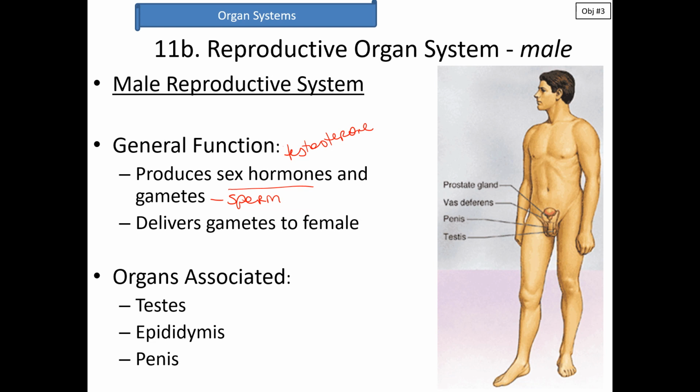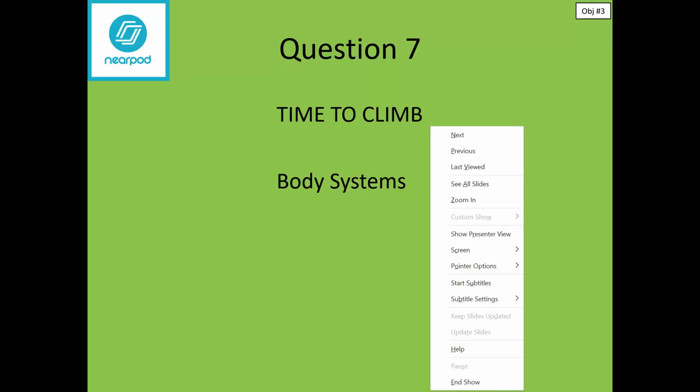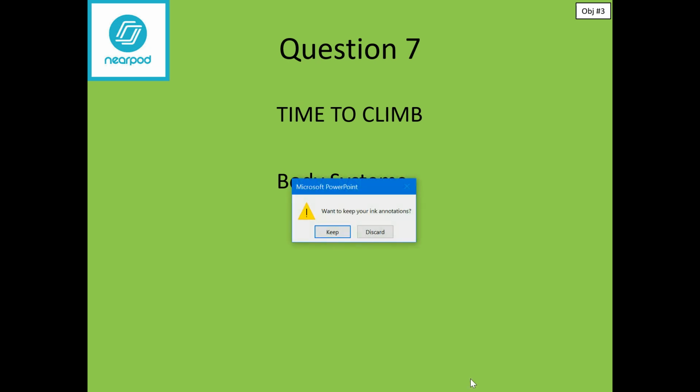And again, there's more. We talked about the vas deferens and the prostate gland when we were talking about the rat. So those are some other organs. Okay, so that is it for organ systems.